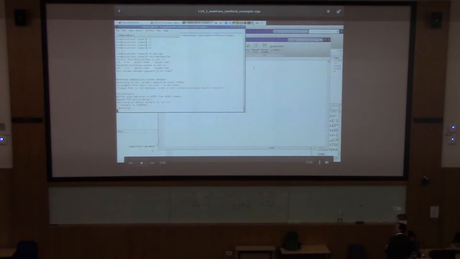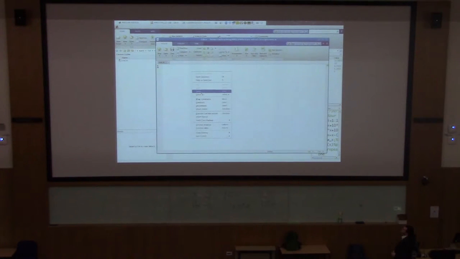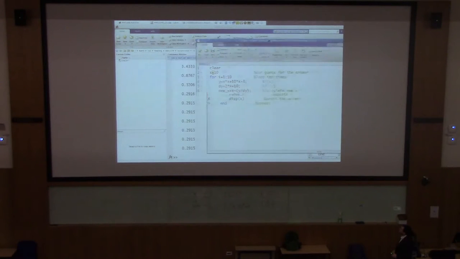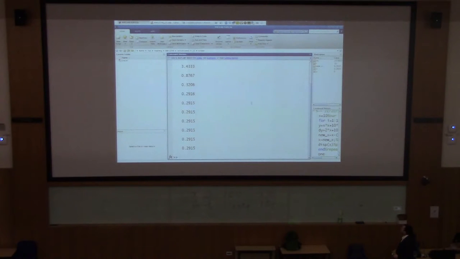Ready, go. Right. So I think I've got it in the clipboard, so I'm going to copy and paste the code into MATLAB. Okay. I'll just put clear at the beginning. And we're going to click run. Okay, so let's go and look at it. So look at what we've got. Let's scroll up to the top. We kicked off with our guess of 10. Next guess was 3.433, just as we calculated on pen and paper.